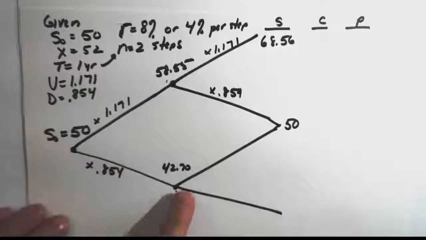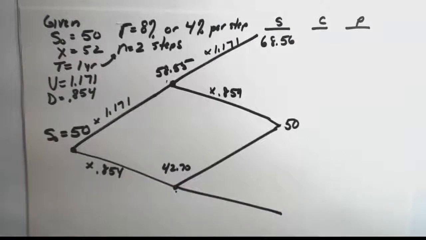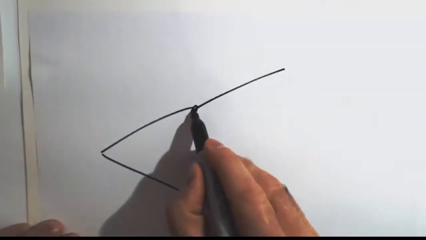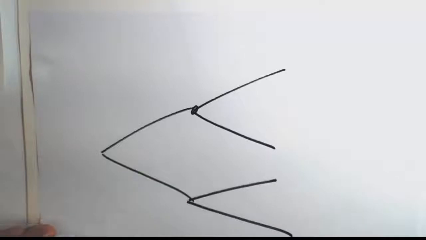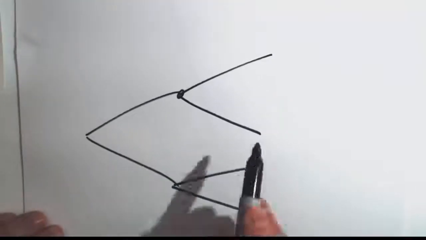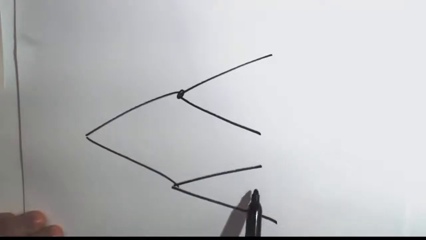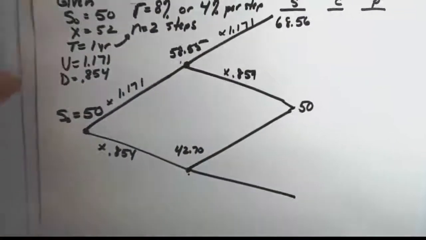If we had a non-recombining tree, by the way, it would look like this lattice work. And non-recombining trees are okay. You can value options with the non-recombining, but you basically have an extra step because instead of having 3 nodes at the end, you have 4. And so it's more mathematically involved, especially as you go further out in time.